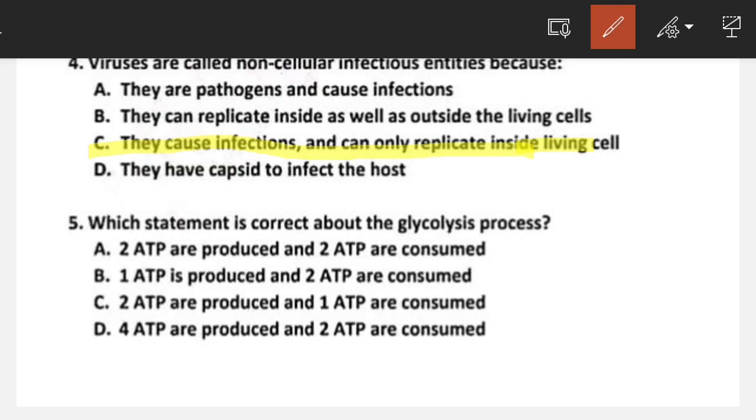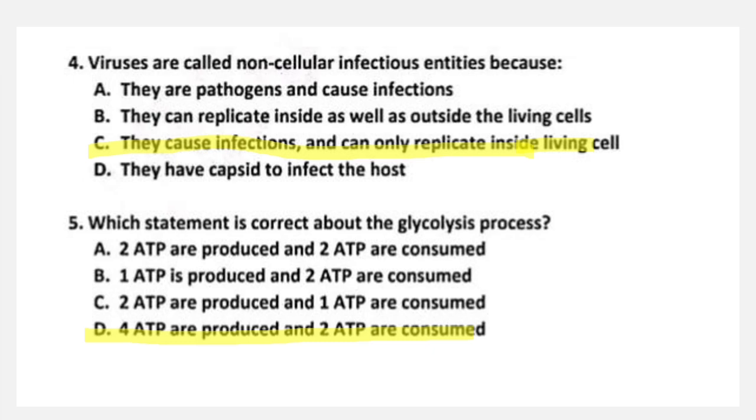Question number 5: which statement is correct about the glycolysis process? Option A, 2 ATP are produced and 2 ATP are consumed. Option B, 1 ATP is produced and 2 ATP are consumed. Option C, 2 ATP are produced and 1 ATP is consumed, and option D, 4 ATP are produced and 2 ATP are consumed. The correct option will be option D. When the question is asked about the net ATP produced, then the net ATP production will be 2. But here the question is about the total ATP produced and total consumed. So option D is the most appropriate option: 4 ATP are produced and 2 ATP are consumed.